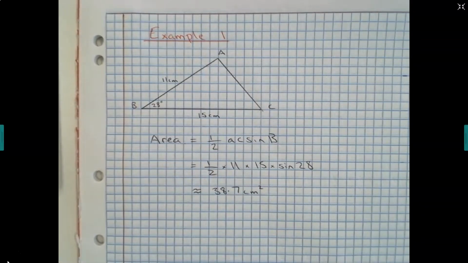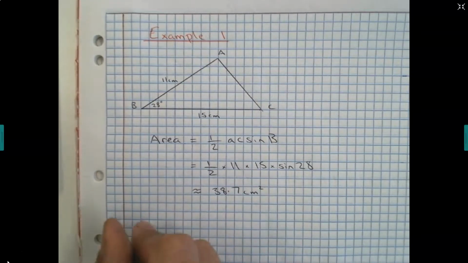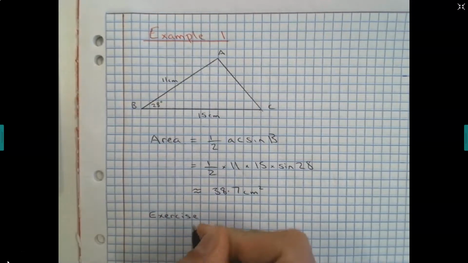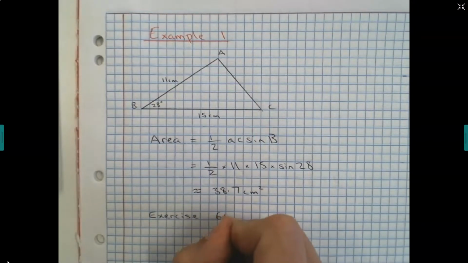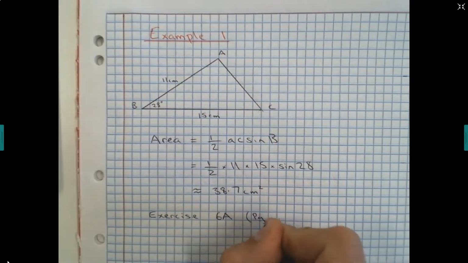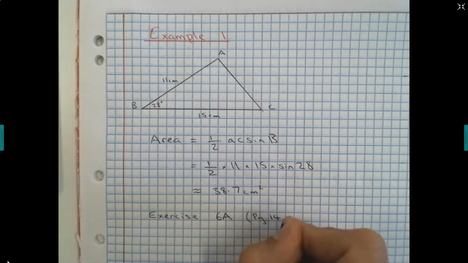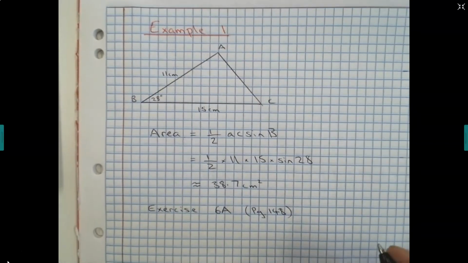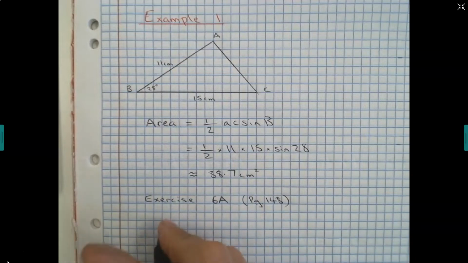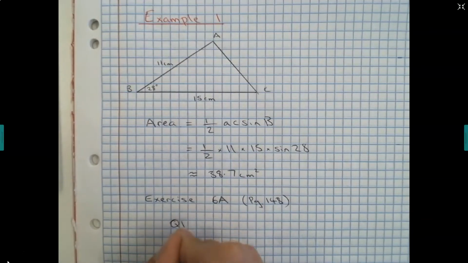So, using this, I'd now like you to have a go at working through exercise 6A, which is on page 148 of the text. I've scanned this text onto Sector, so it's available for you, and you're going to be doing questions 1 through to 4.